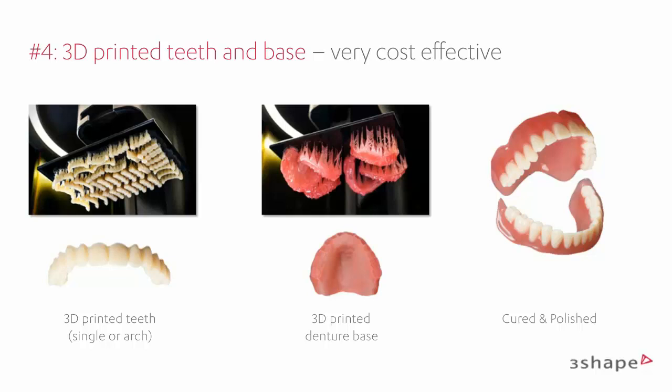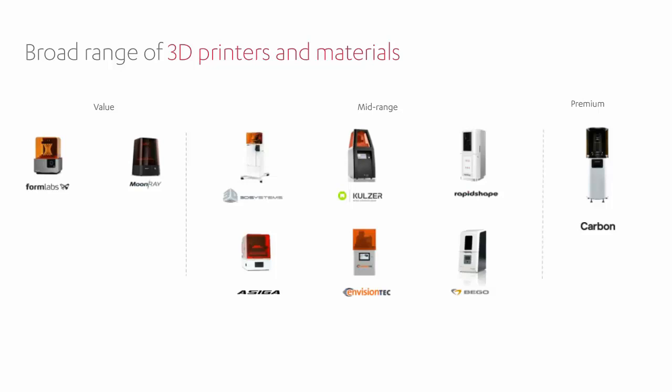We see people printing that in immediate dentures today, but we don't see anyone printing both teeth and base for final dentures today, even though there are materials around. Still, the new base material looks really good, but we still need to see at least clinical proof on the teeth. But a lot of people are working on this. So you see, generally there's a very broad range of printers here, going all the way from the Formlabs up over the mid-size printers like 3D Systems and Asiga, all the way up to the Carbon printer. That is really a high-end printer.